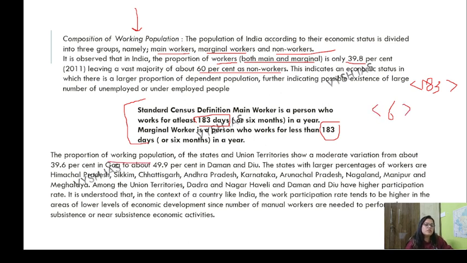The proportion of working population in the states and union territories shows a variation from about 39.6% in Goa to 49% in Daman and Diu. Again, there's a difference, there's a variation. What we are talking about in this chapter is wholesomely this only.